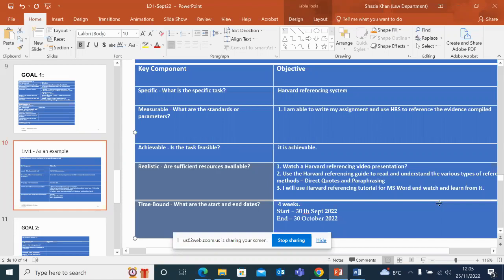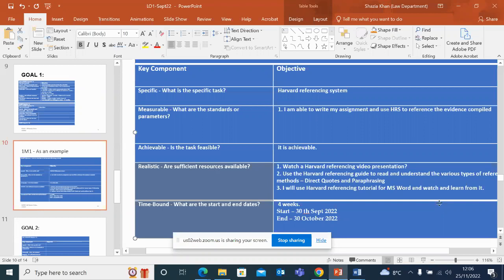Number 3, I will use the Harvard referencing tutorial for Microsoft Word and also watch and learn from it, because sometimes watching something is the best way to learn. If you watch a cooking video on YouTube, for example, you're going to learn what ingredients you're going to put in. I will be honest with you, I find it easier to do if I'm watching someone on YouTube helping me learn. So it's really important sometimes to watch videos to see how you reference.